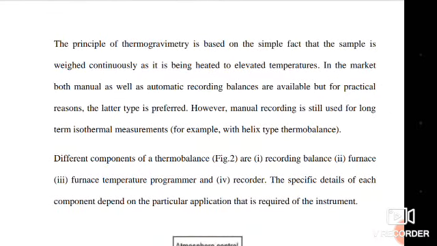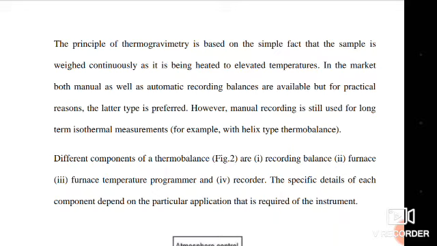So the principle of thermogravimetry is based on the simple fact that the sample is weighed continuously as it is being heated to elevated temperature. याचा प्रिन्सिपल काय आहे? आपण काय करतो? A sample is weighed continuously as it is being heated to an elevated temperature. Continuous temperature वाढवत आहोत, हीट करत आहोत, आणि त्याच्यातला चेंज काय होत आहे, म्हणजेच वेटमध्ये काही चेंज होतो का हे ऑब्झर्व करत आहे. हा थर्मोग्राव्हिमेट्रीचा प्रिन्सिपल आहे.